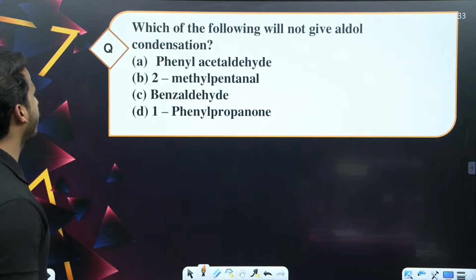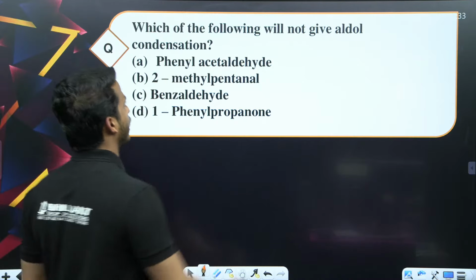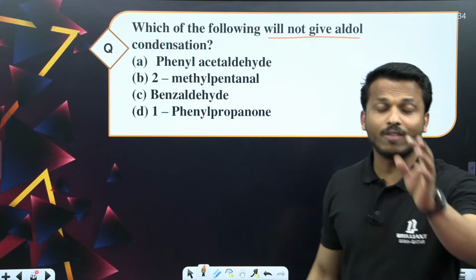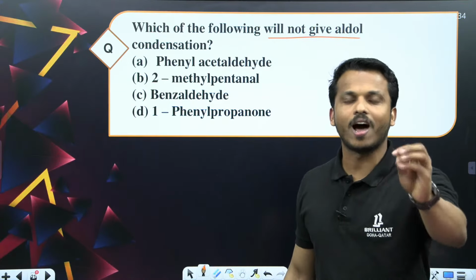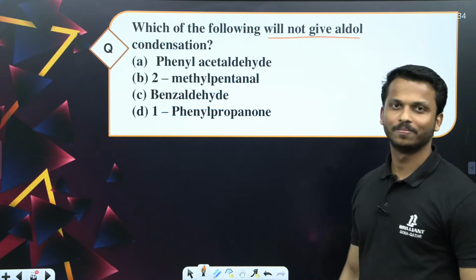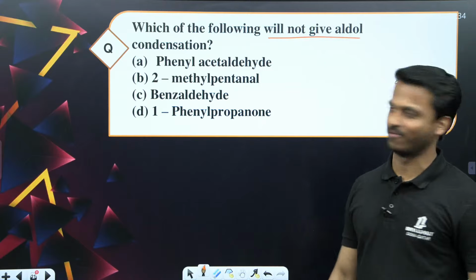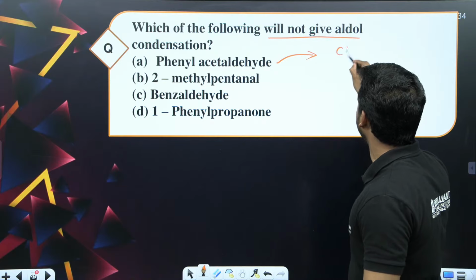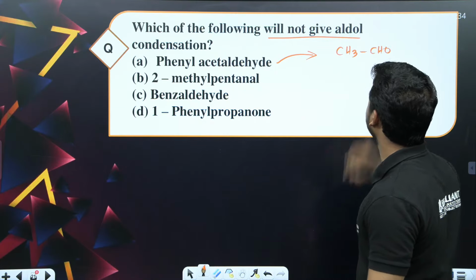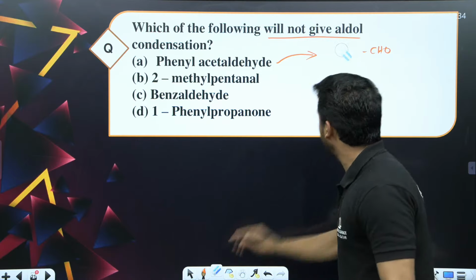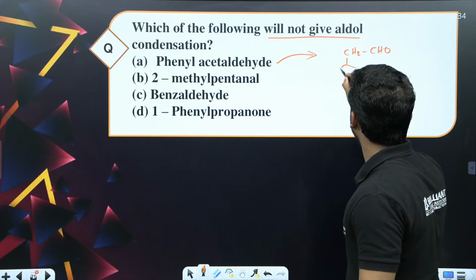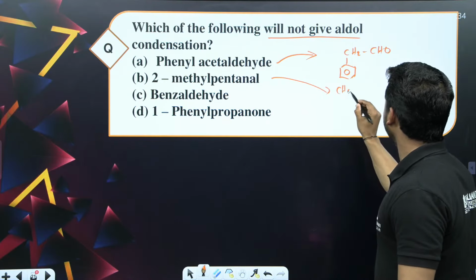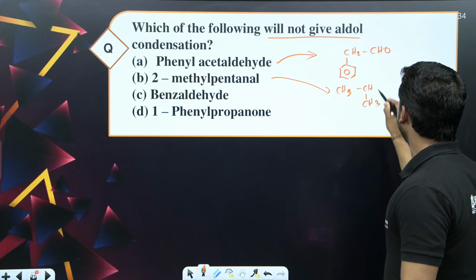Okay, next question. Which of the following will not give aldol condensation? You got the point, that which does not give aldol condensation means which does not contain alpha hydrogen. Which one? Mostly they will give with these compounds, so be careful. Phenyl acetaldehyde. What is acetaldehyde? Acetaldehyde is CH3CHO. Phenyl acetaldehyde means on this position there is a phenyl group. What is 2-methylpentanol? This is 2-methylpentanol.